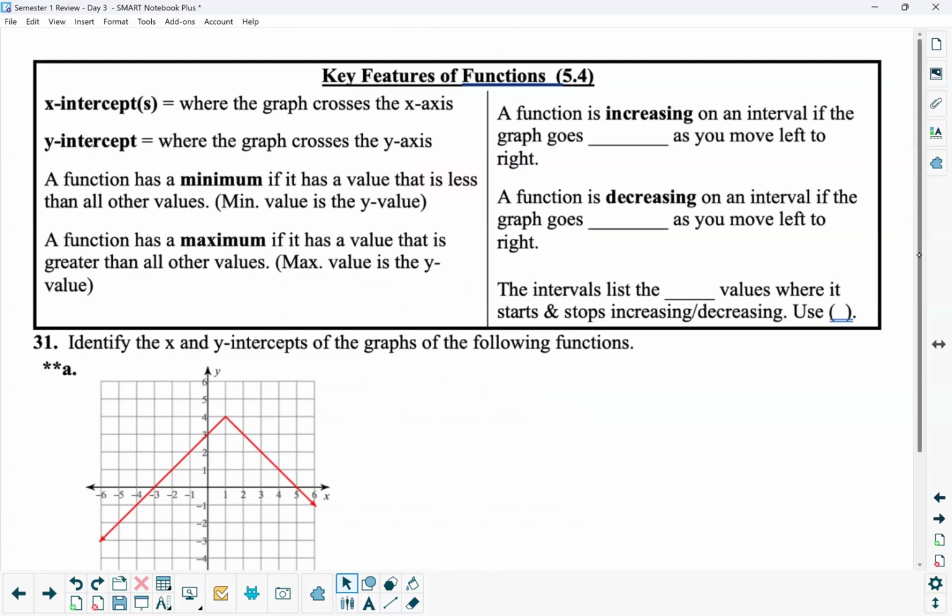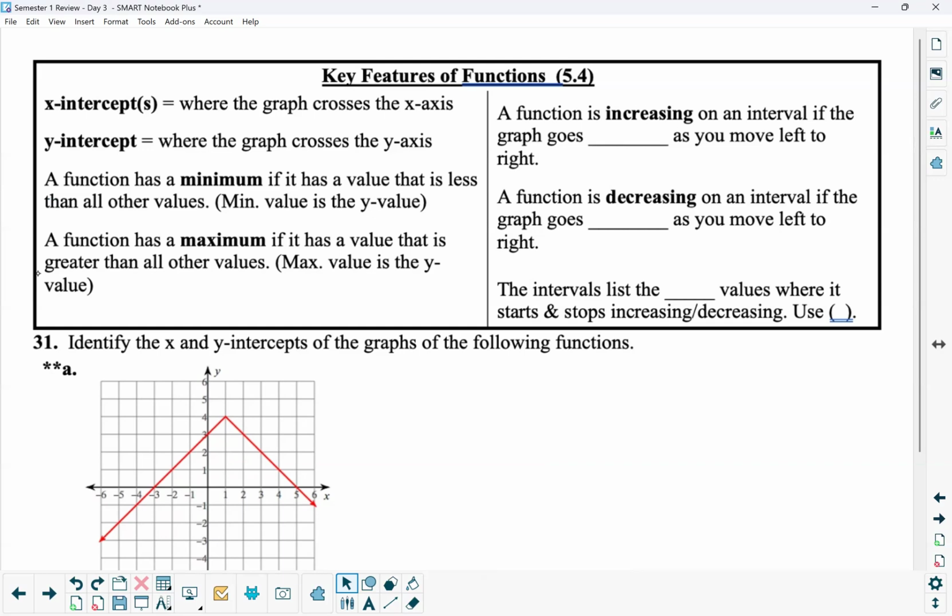So some key features of functions. An x-intercept is where the graph crosses the x-axis. Y-intercept, where the graph crosses the y-axis. A function has a minimum if it has a value that is less than all the other values, and that minimum value is the y value. A function has a maximum if it has a value that is greater than all other values, and that maximum value is the y value of the function.